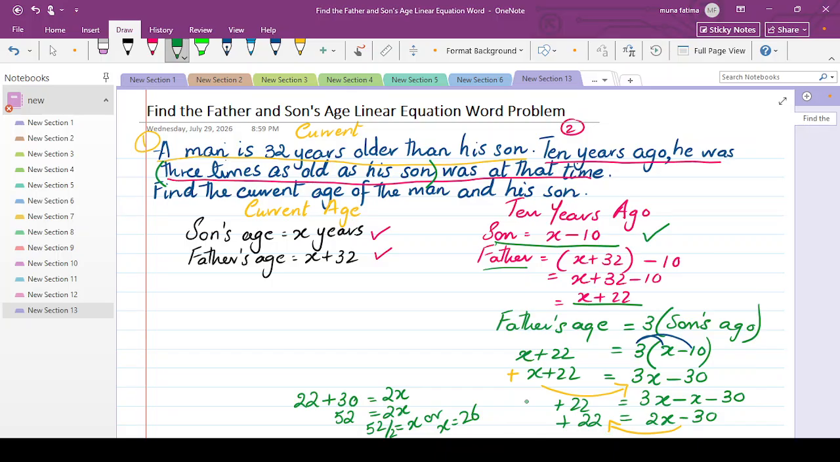Now, the last part of this question. We have to find the current age of the man and his son. Now, the current age is this part. We've already found x, and x is equal to 26 years. We found it over here. And obviously, the father's age currently is x plus 32. So it turns out to be 26 plus 32 or 58 years.